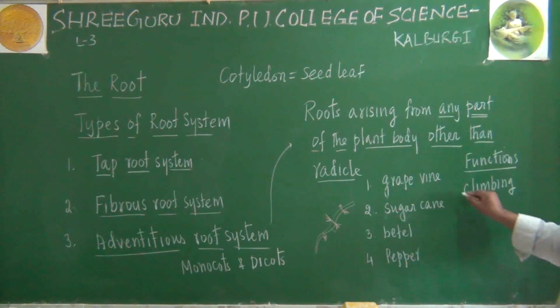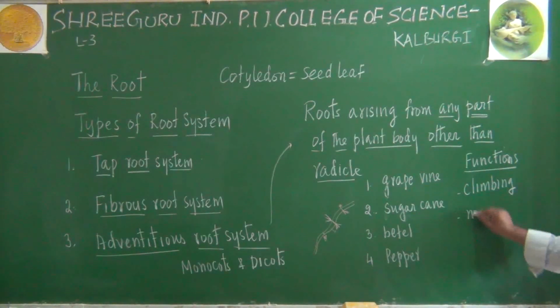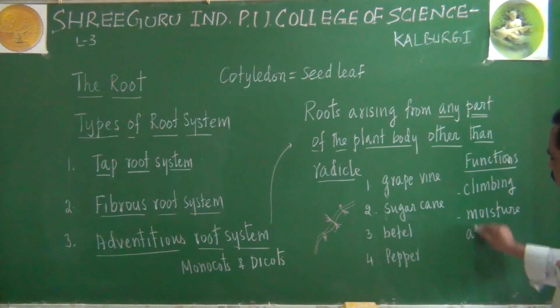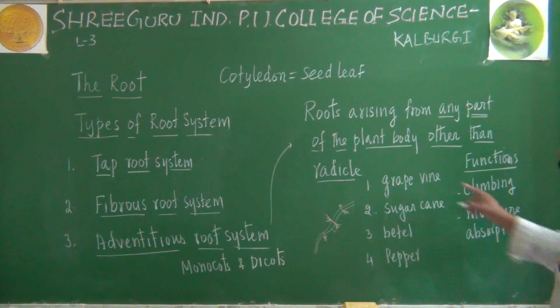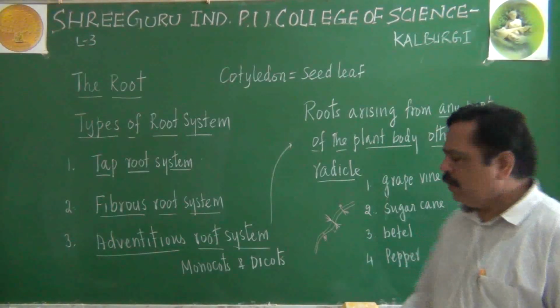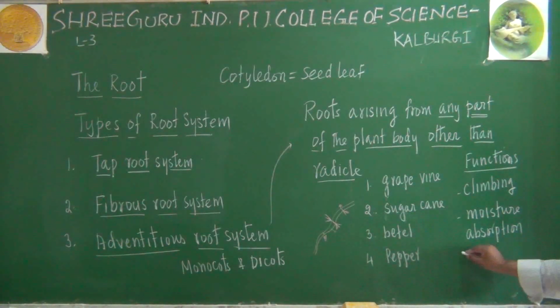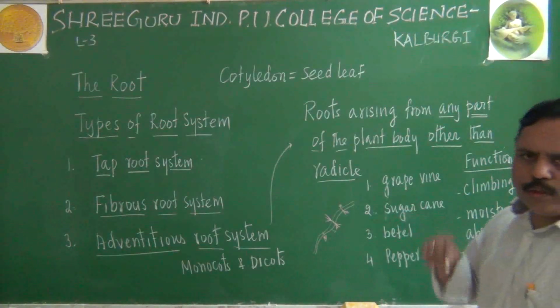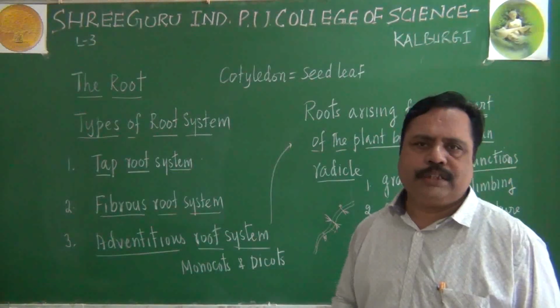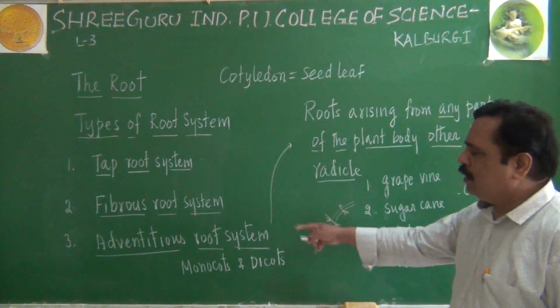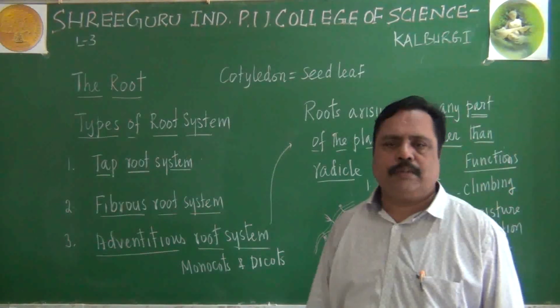They may be helping for absorption of moisture from the atmosphere, we can say, that is done by these things. Even in the sugar cane and all, these adventitious roots are helping for support, we can say. About this sugar cane and other things, I will tell you again in the later part of this lesson. So remember, that is adventitious root system.